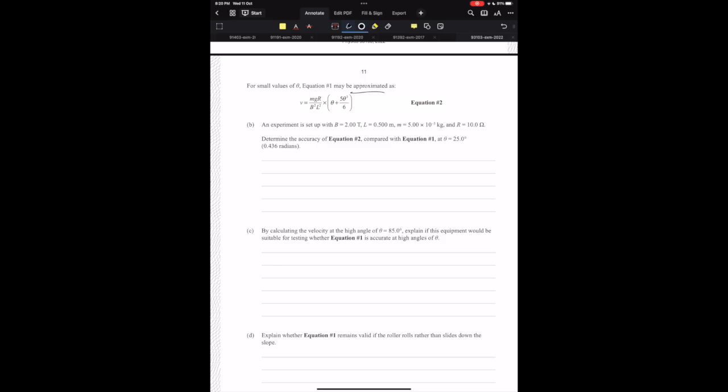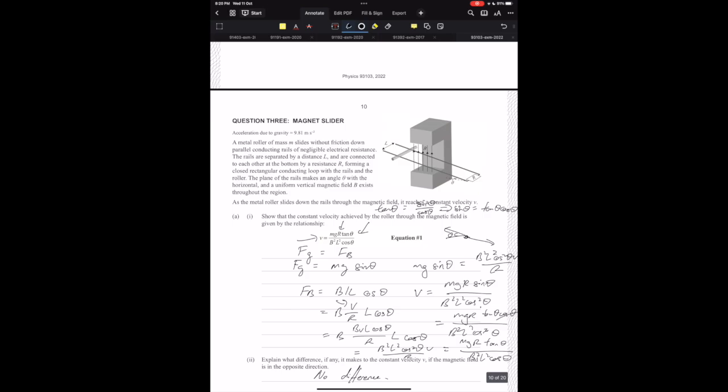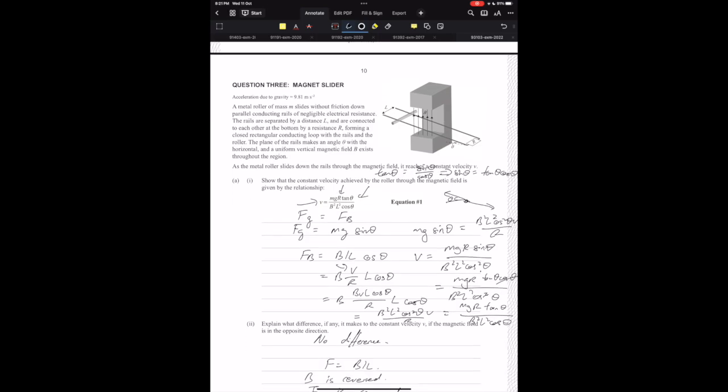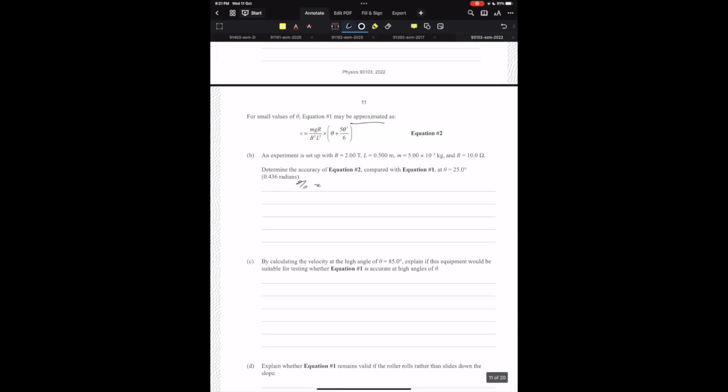So to determine the accuracy, you could just do percentage difference, because that would tell you how accurate equation number 2 is compared with equation number 1. We know equation number 1 is theoretically correct because we have proved it with physical principles without any major assumptions. So percentage difference is equal to the actual value minus the approximate value divided by the actual value. Usually you see in literature theoretical minus experimental divided by theoretical, so it's the same idea here.